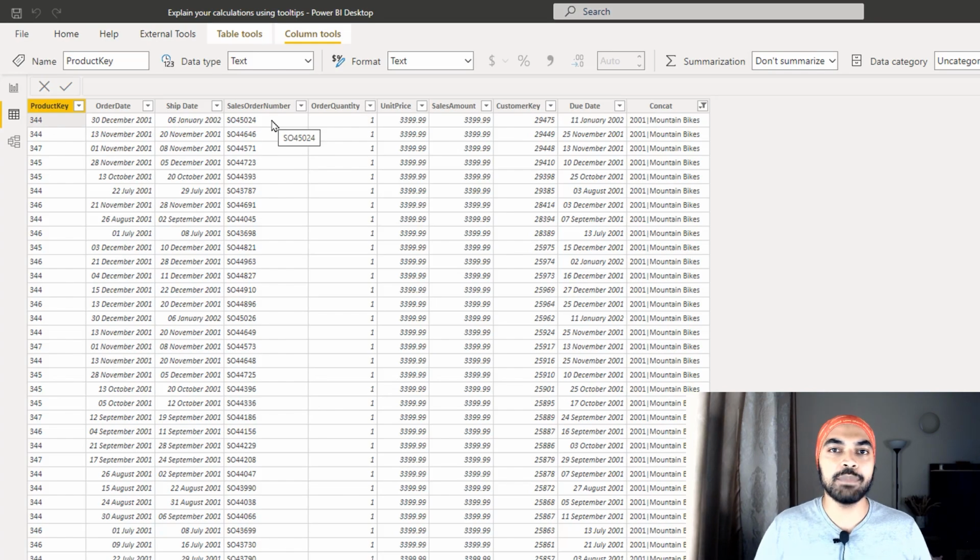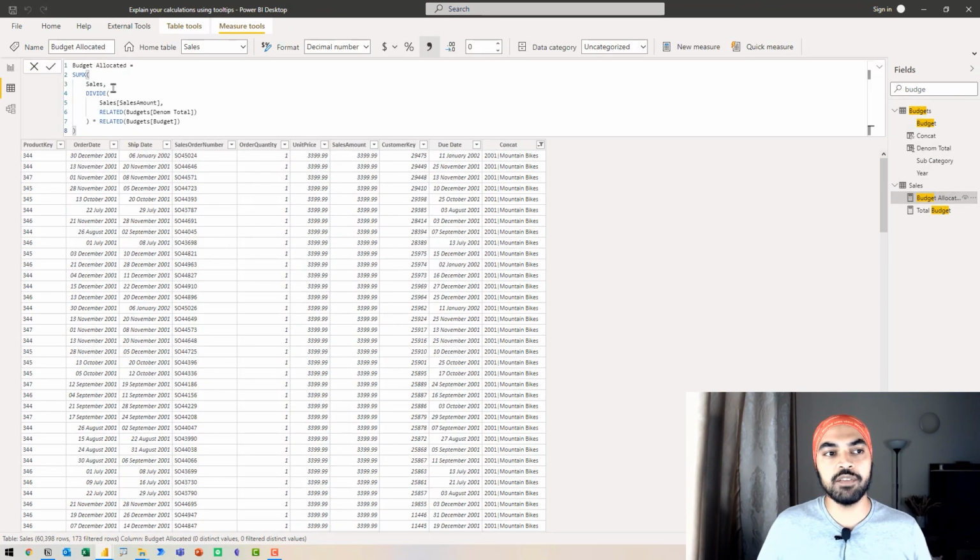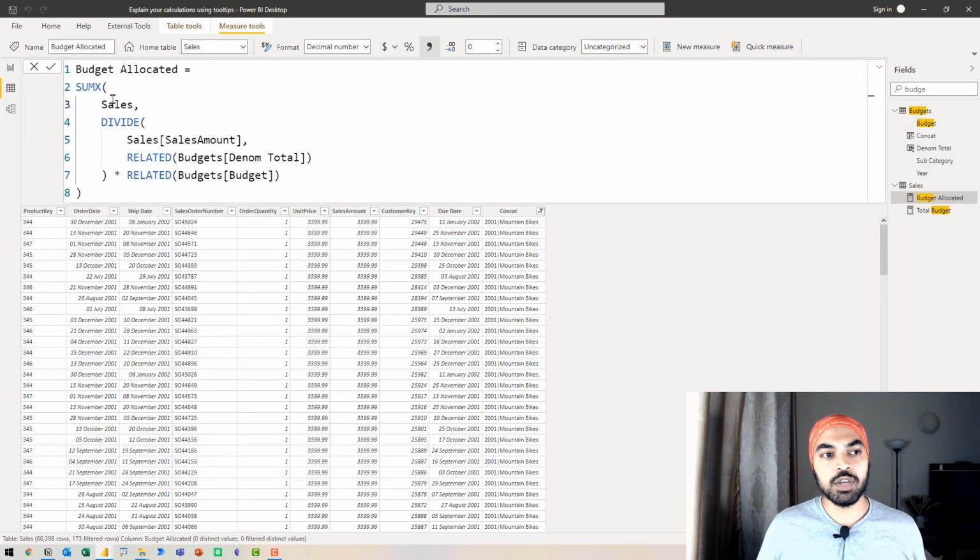That's the way that I am actually doing the allocation. Now, I'm also going to show you the measure that I have created for the allocation, which is very, very simple. If you take a look right here, I'm going in every single row of the sales table, taking my amount, dividing that by the sales of the entire year. That gives me the percentage. And once I get that percentage, I then multiply that with the budget amount of the entire year.